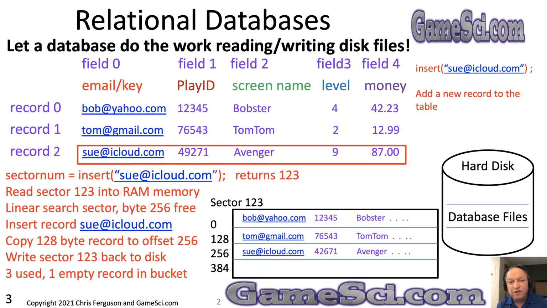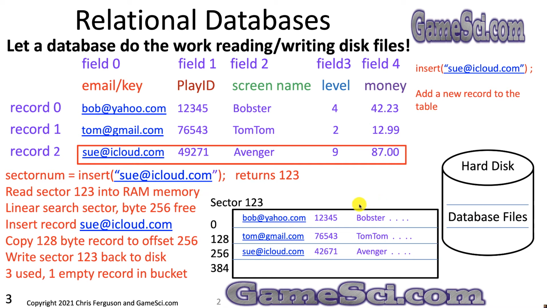Time to insert a third record into our database. So we'll call the insert method and pass it our key. This is the unique key to identify the record, and we'll add a new record to the table. Now it turns out the insert routine says, I'd really like to store Sue in sector 123. So what happens? Once again, we go out and we read sector 123 from the hard drive into RAM memory.